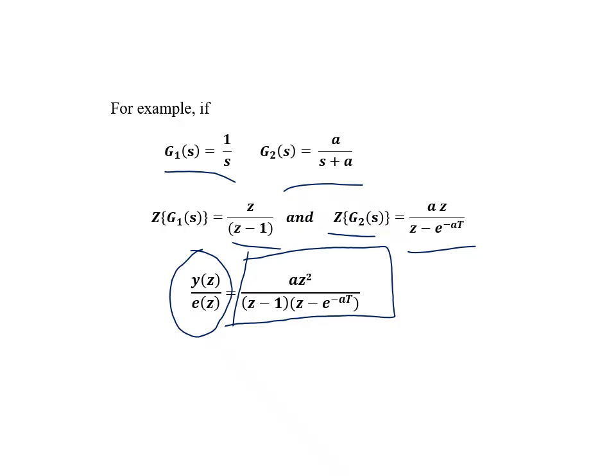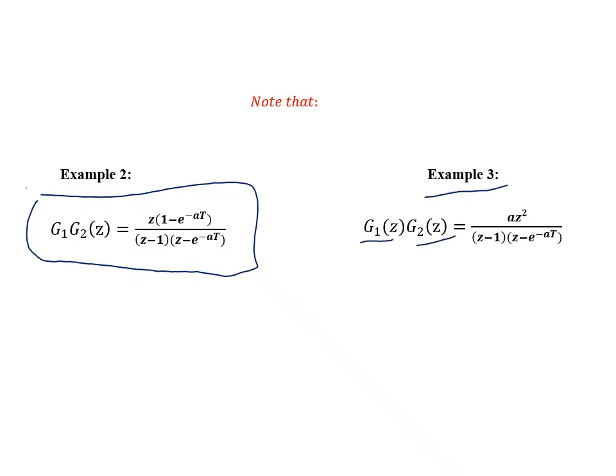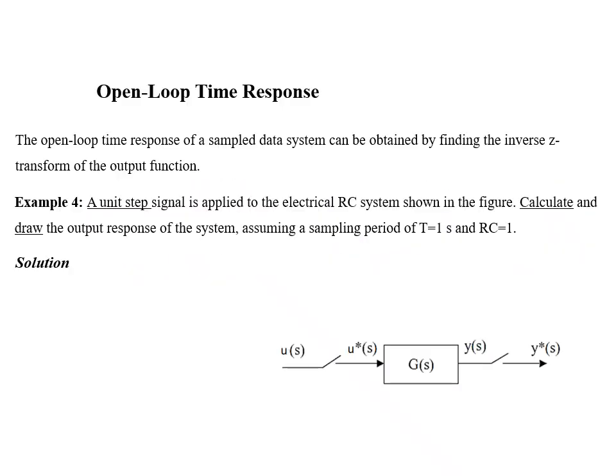We multiply G1 of Z times G2 of Z. Note, from example 2 we have G1 times G2, and for example number 3 we have G1 of Z multiplied by G2 of Z, which is equal to A Z squared divided by Z minus 1 times Z minus e power negative AT. Now we will find the time response. The open loop time response of a sampled data system can be obtained by finding the inverse Z transform of the output function.